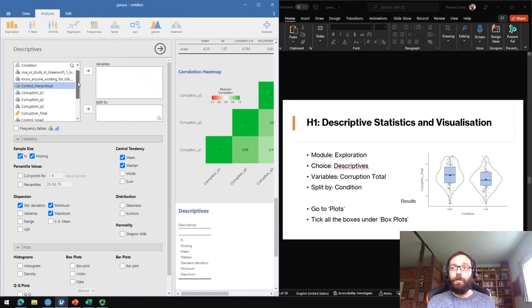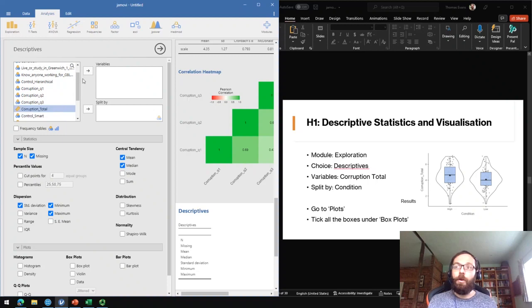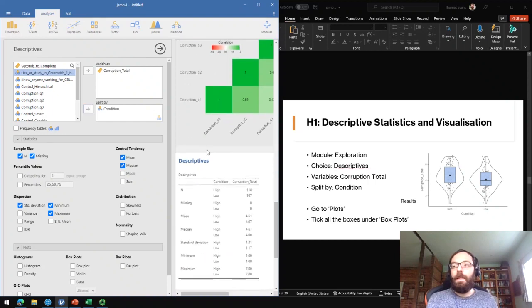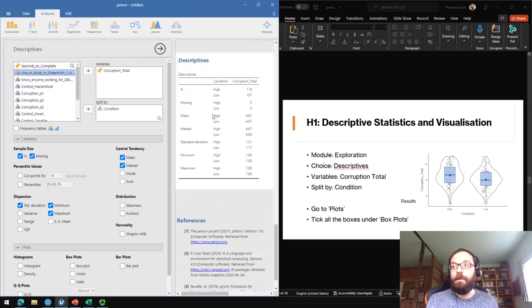Now hopefully you've followed me thus far, and so you understand that we want to know our perceptions of corruption as our dependent variable. So we'll move that to our variables box. And we've got condition, which is our group variable. So if we move condition across to our split by, it will tell us, and you'll see this on the descriptives box that appears on the right hand side, a variety of information based on the different groups.